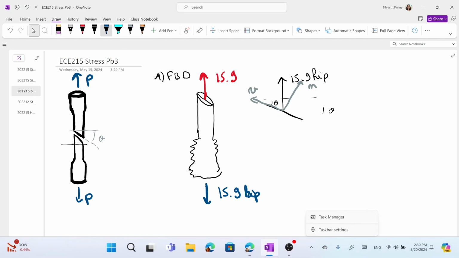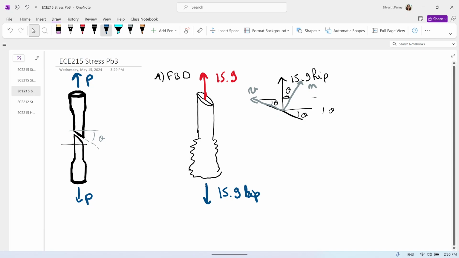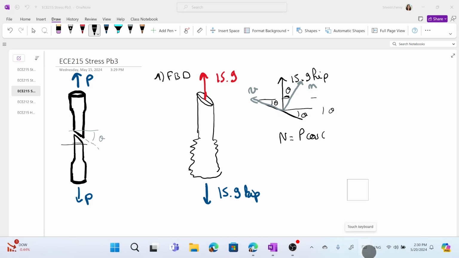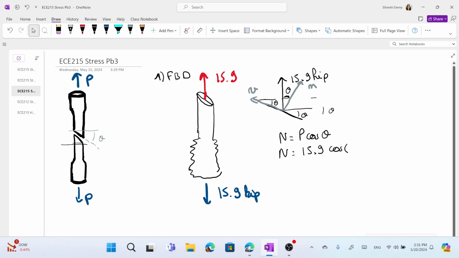Okay, so if we look at the angle, that's where the tricky part is. The angle is there. So theta is also there. Draw a parallel line. So if theta is there, this is 90 minus theta. This is also theta there. So what can we write? On n, that's your normal, right? So your normal equals P cosine theta. So that will be N equals 15.9 cosine. In our example, the angle will be 50 degrees.